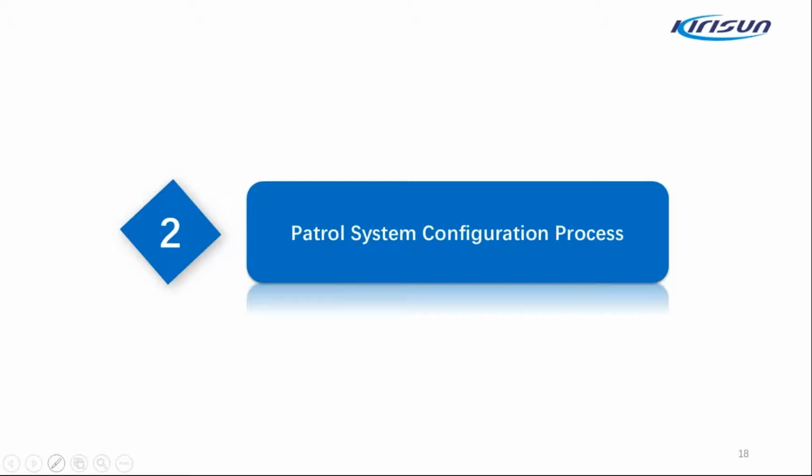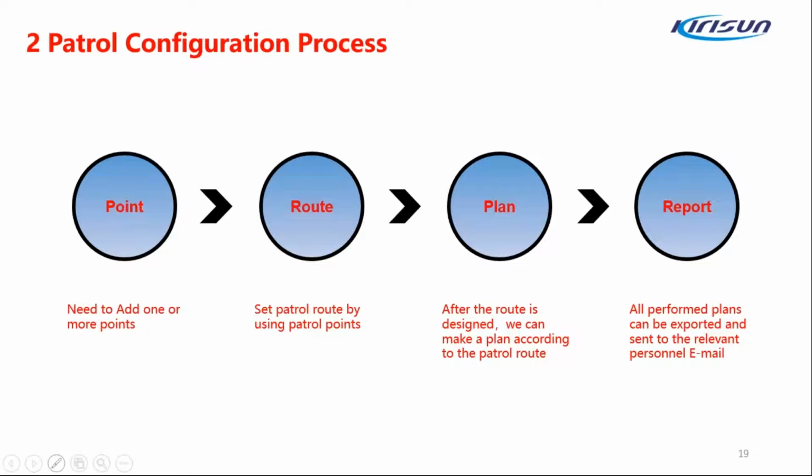Now, let's get into part 2, how to make a patrol. First, we'll need to add one or more patrol points, and then we can make a patrol route by using the patrol points that we added before. After the route is designed, we can make a patrol plan according to the patrol routes. Finally, all performed plans can be exported and sent to the relevant personal email, and the patrol statistics can be inquired in this interface too.